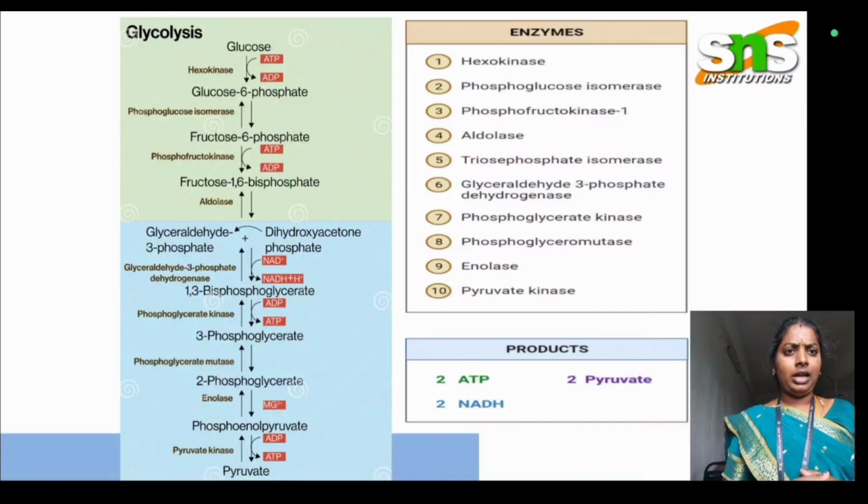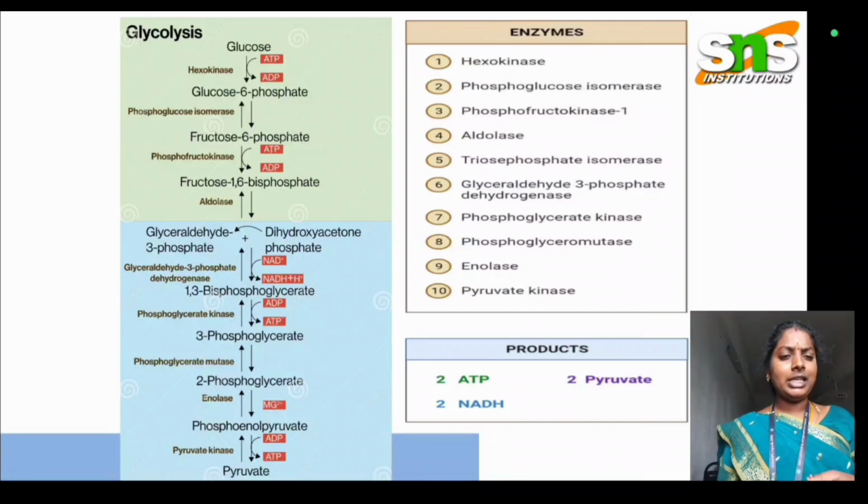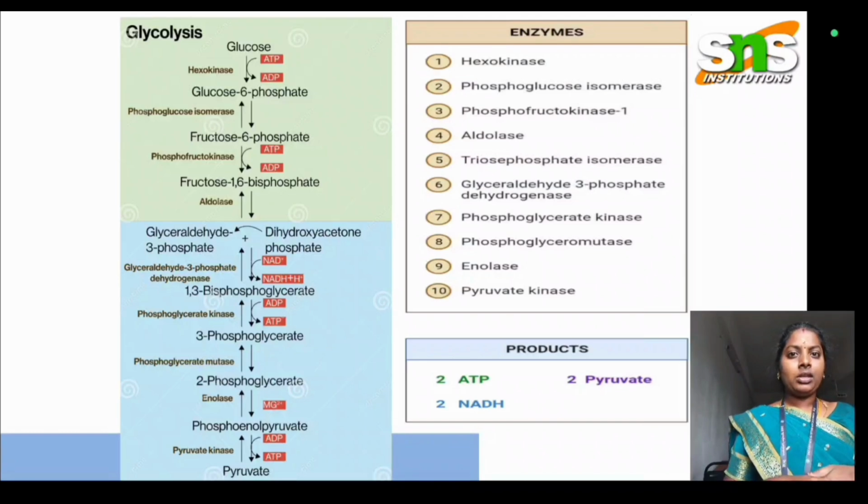And in the other tabular column you could see some of the enzymes involved in glycolysis, that is hexokinase, phosphoglucose isomerase, phosphofructokinase, aldolase, triose phosphate isomerase, glyceraldehyde 3-phosphate dehydrogenase, phosphoglycerate kinase, phosphoglyceromutase, enolase, and pyruvate kinase.